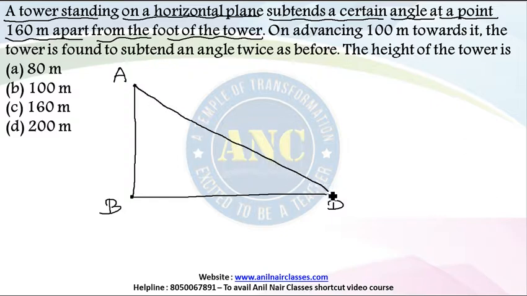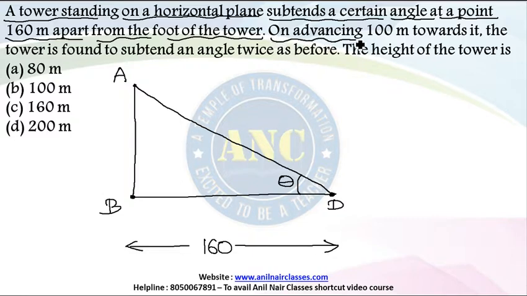Subtends a certain angle. I don't know what the angle is. I will call that angle some angle theta, at a point 160 meter apart from the foot of the tower. This is the foot of the tower. The point is 160 meter away from that foot of the tower. BD value is given as 160 meter according to the question. Okay, this is clear for me.